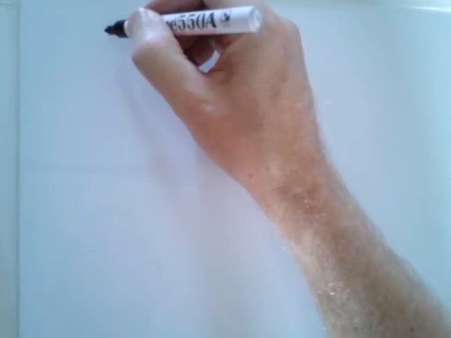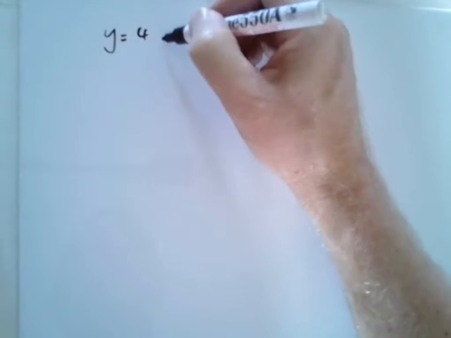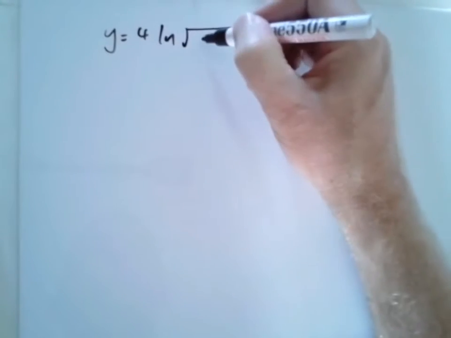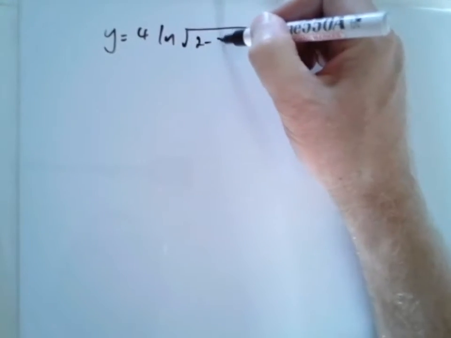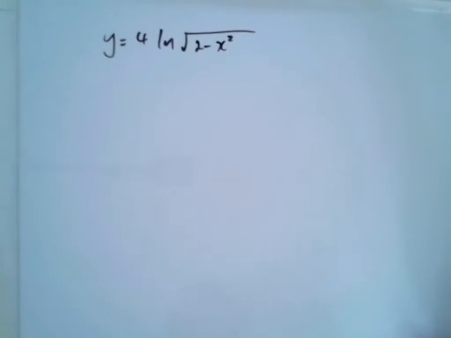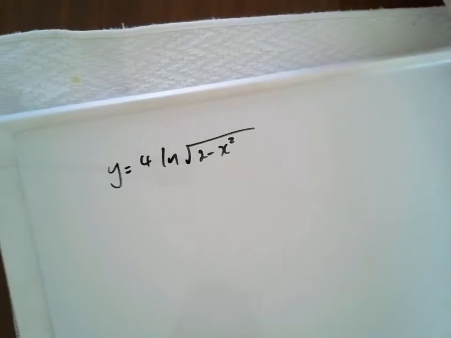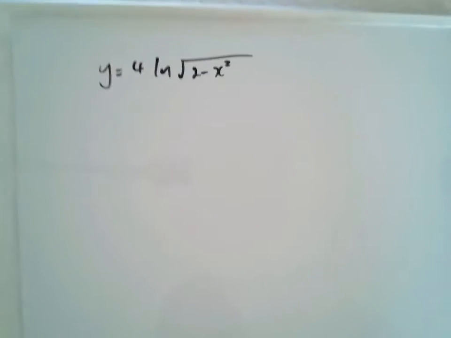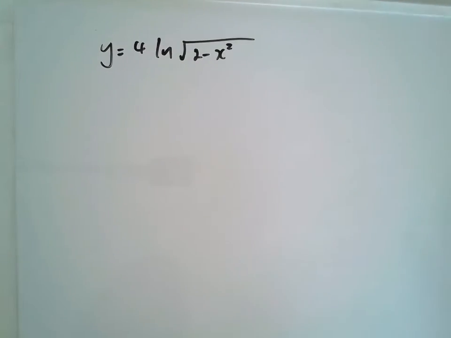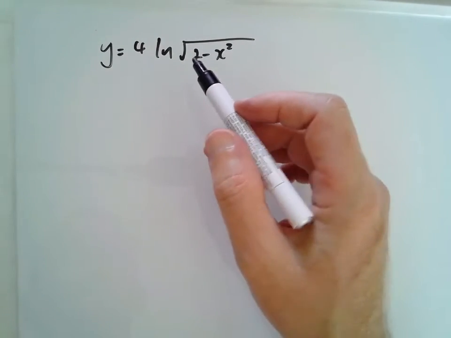Let's try 4 log root. Oh, that's out of whack, isn't it? Okay. Let's move on. We're going to do the chain rule again here.